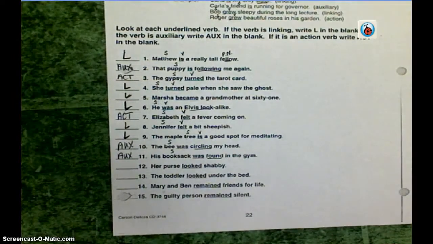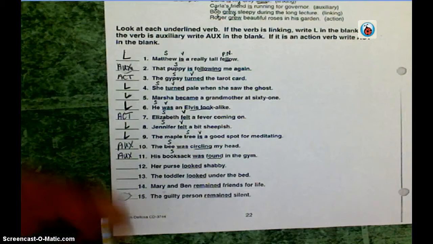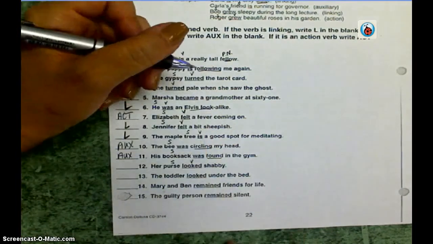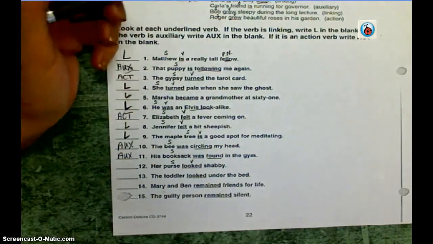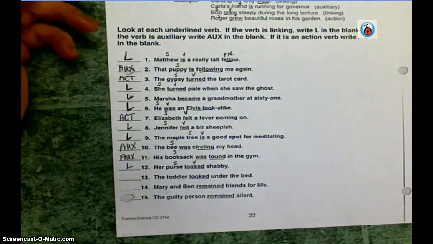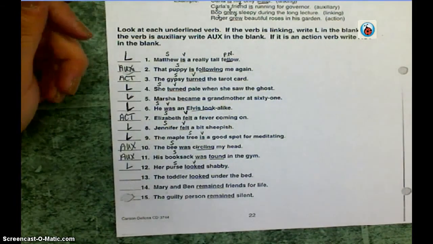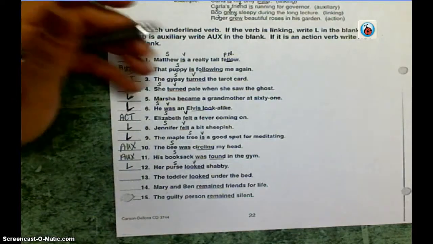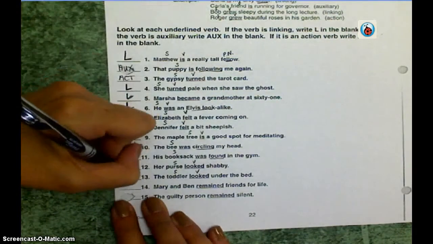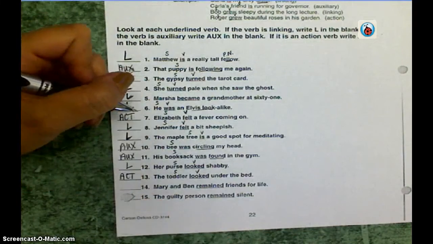Her purse looked shabby. Who or what did it? Purse. What did it do? It looked. How did it look? Shabby. Can we actually do shabby? No. The toddler looked under the bed. Who or what did it? Toddler. What did he do? He looked. He physically looked. So it's an action.